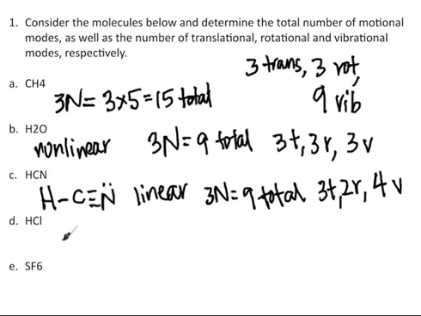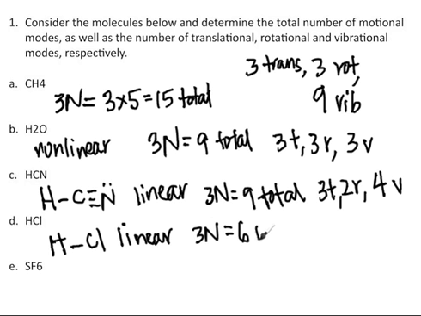Okay, so now we have HCl. HCl is also a linear molecule. So we have 3N. That gives us 6, 3 times 2. Okay, we will have 3 translational modes as always. We'll have 2 rotational modes, and that leaves us with 1 vibrational.